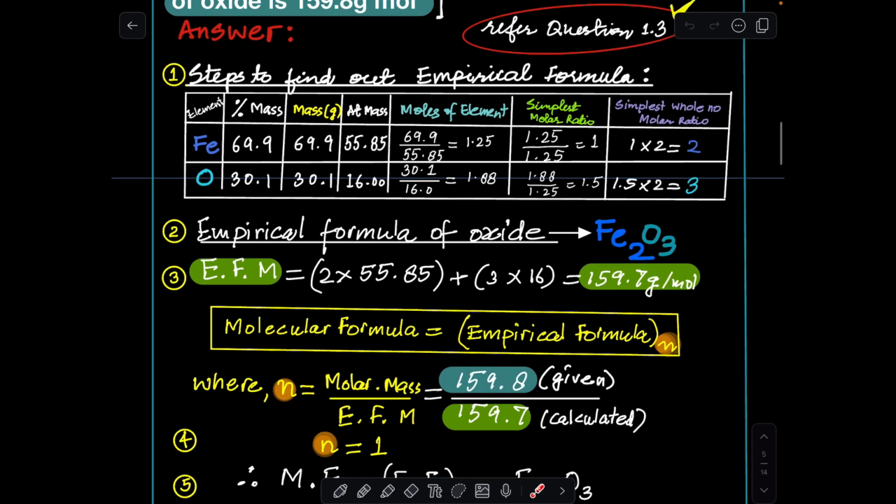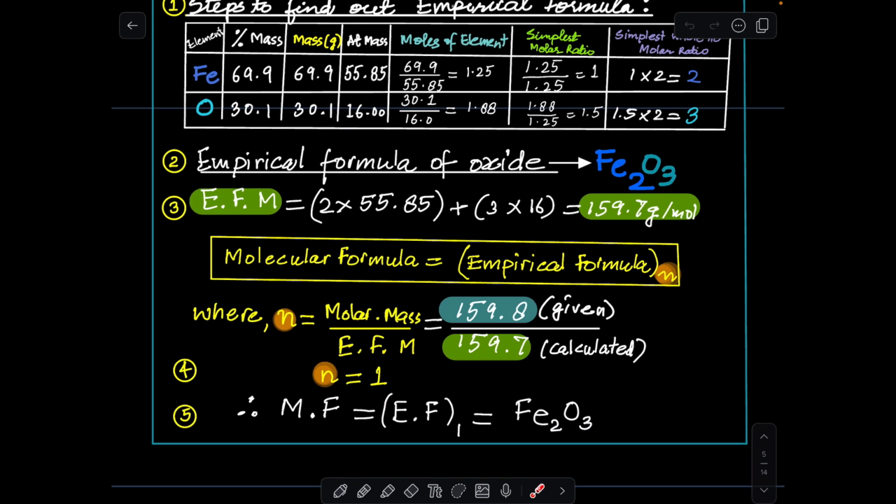Most of the time, in questions where we have to find the molecular formula, they will provide you the molar mass or some information related to the molar mass. So the molar mass will be divided by the empirical formula mass, and this empirical formula mass we have calculated with the help of the empirical formula. This is the given value and this is the calculated value, and you will get the value of n as 1. So it means what? It means the molar mass and the empirical formula mass are the same.